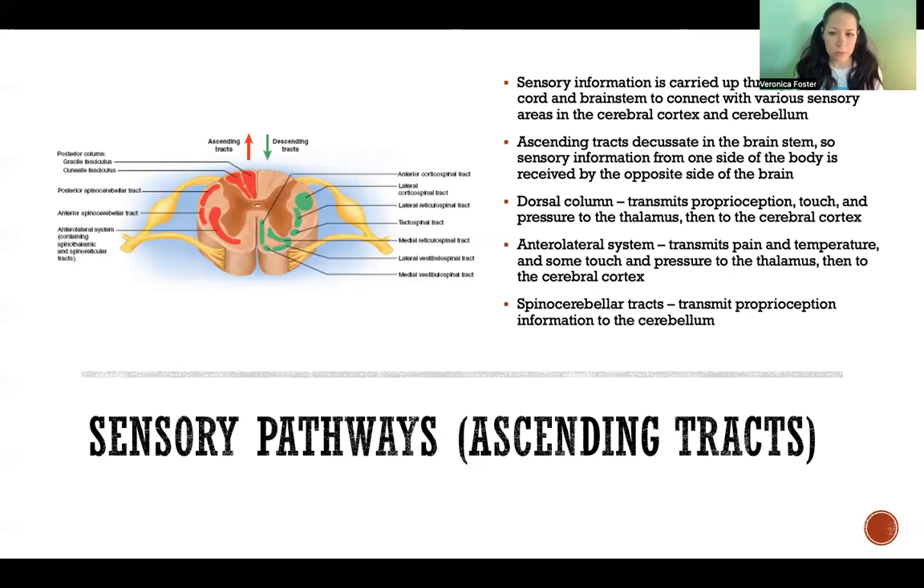The anterolateral system transmits pain and temperature, plus some touch and pressure, and all of that information is going to the thalamus and then again being distributed to the different parts of the cerebral cortex as appropriate. Then we have spinocerebellar tracts that are transmitting proprioception information to the cerebellum. It's important that the cerebellum receives information from the body about how we're moving in space so that the cerebellum can compare what is actually happening in the body against what the motor plan was coming from the cerebral cortex. So it's comparing the two so that it can detect the difference and send out corrections.